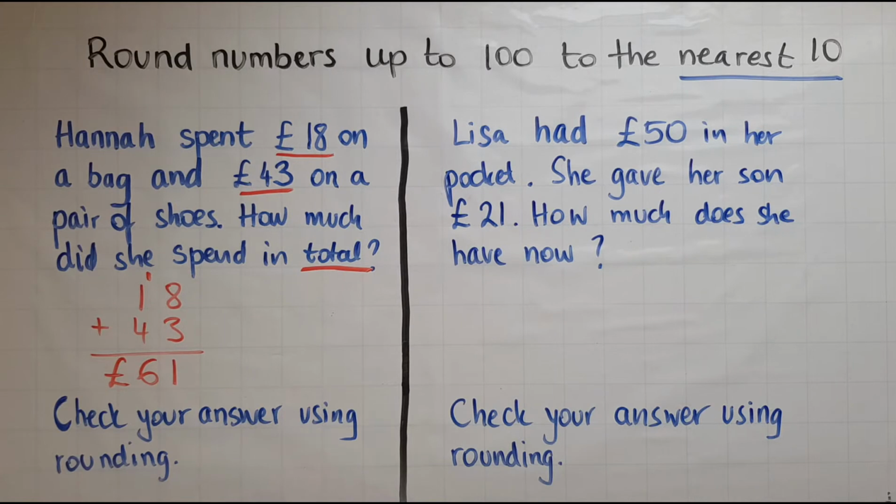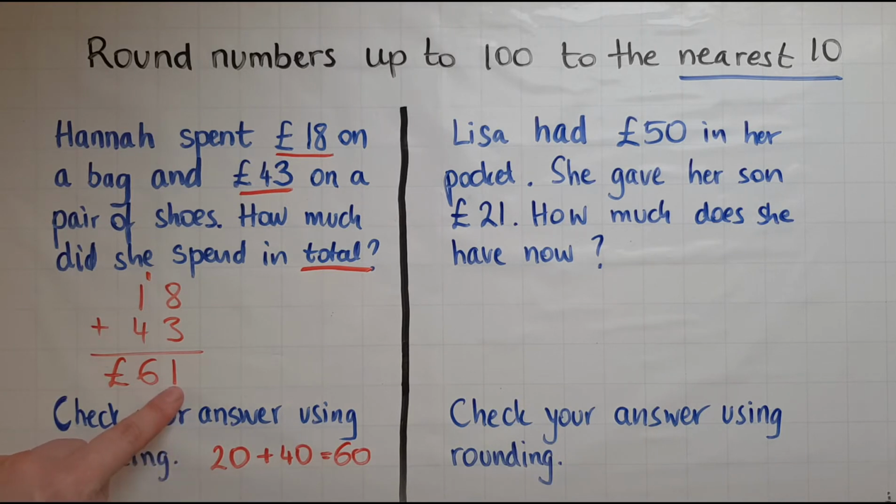Now I've got to check the answer using rounding. £18 to the nearest 10 would be 20. £43 to the nearest 10 would be 40, because it's closer to 40 than it is to 50. So I'll add 20 to 40. Both together, 20 and 40 makes 60. So is that close to the 61? That is very close to 61. So that proves that I've got that calculation right. It's a way to check that my calculation is right. It doesn't have to be exactly the same, but it should be very similar.